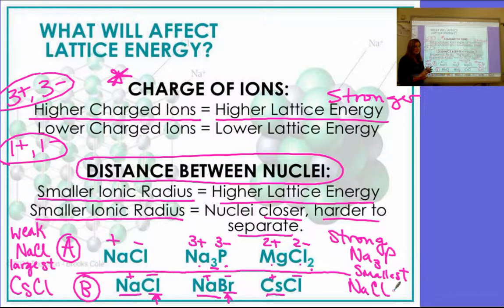The nuclei are closer, they're harder to separate, it takes more energy to break them, so your lattice energy is much higher. But more importantly than that, you can look at charge. The higher the charge, the higher the lattice energy. Look at charge first. If they're all the same charge, then look at size. Charge will be easiest to figure out first.